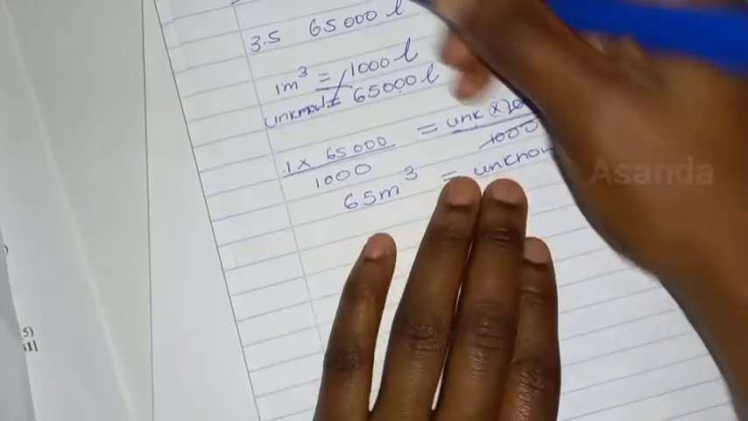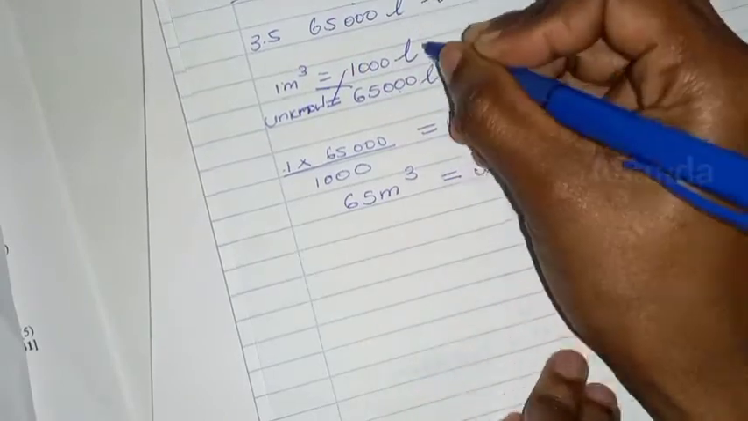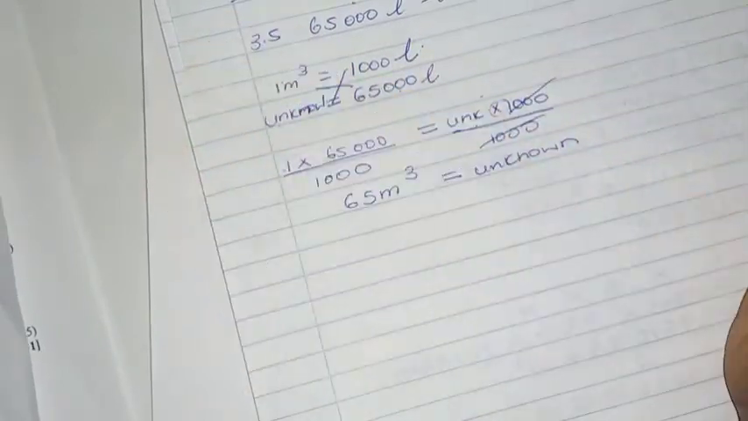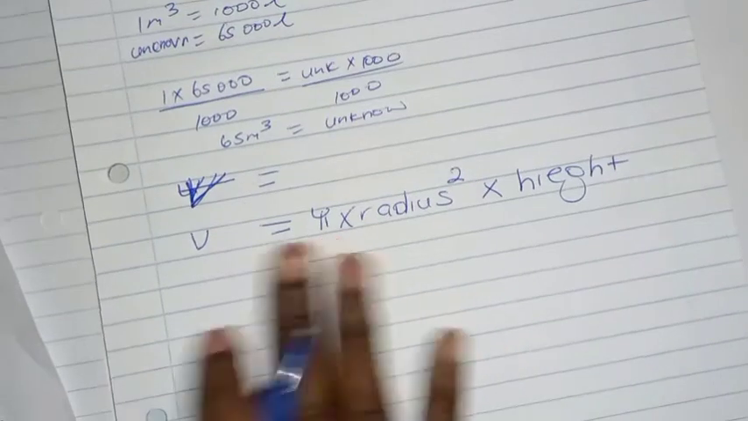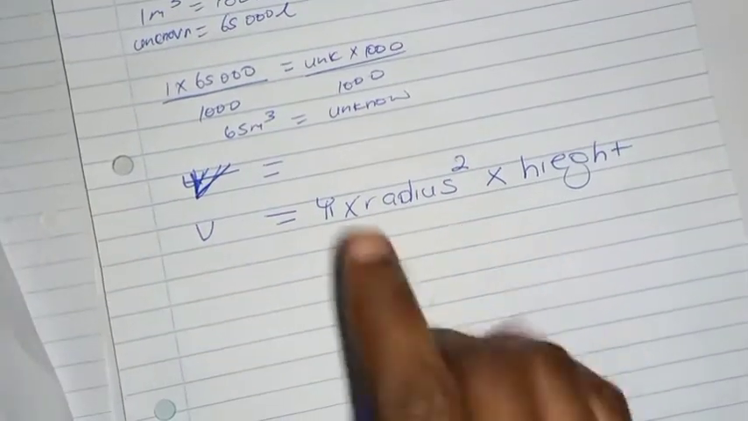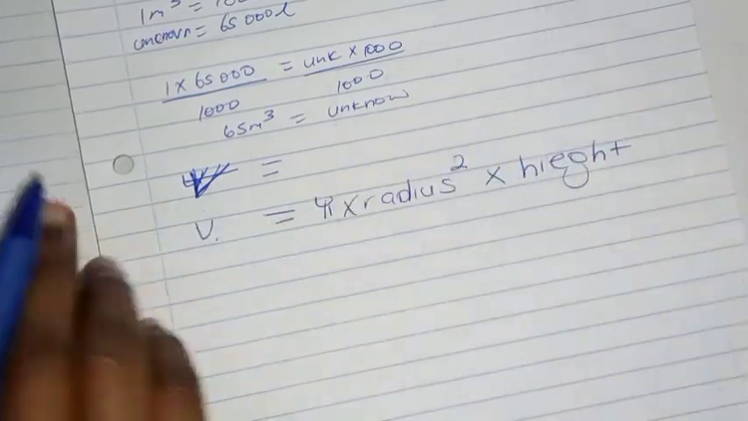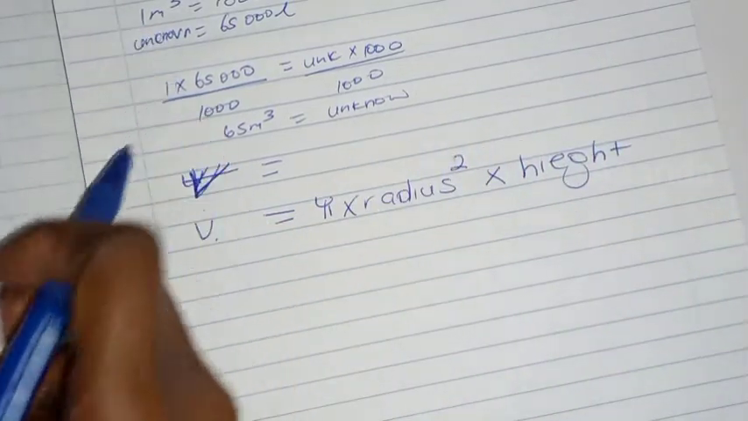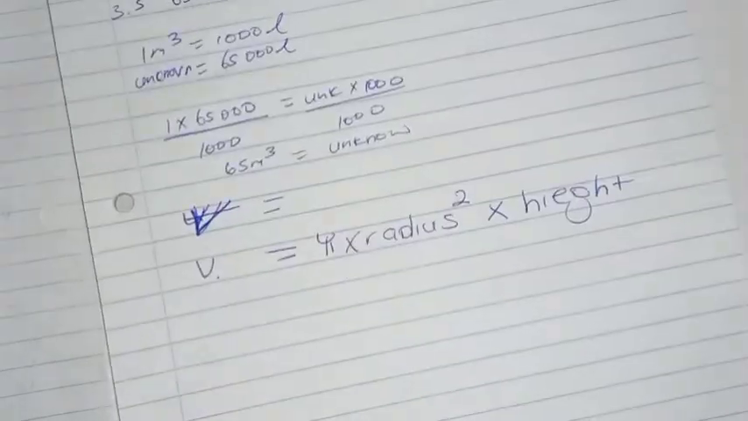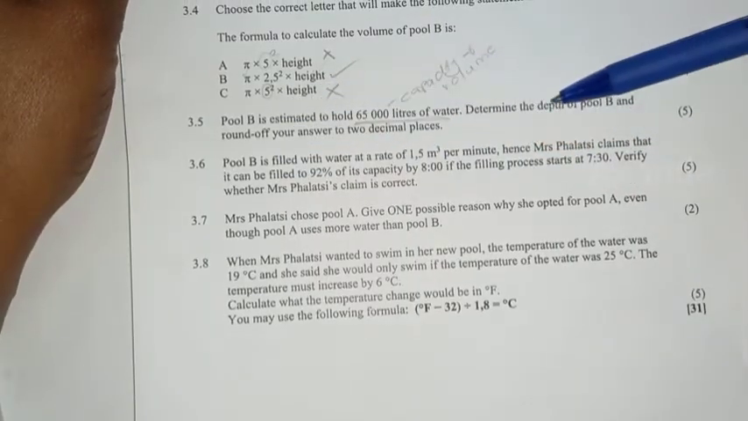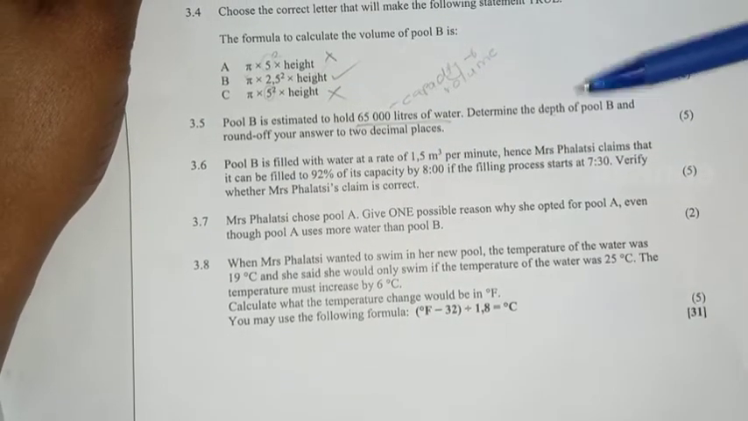Right? We just changed 65,000 to cubic meters using the conversion factor. That's all we did. And then now, what did the question ask us to calculate? Don't make a mistake just because you're using this formula now. You're going to calculate volume. What did the question ask us to calculate? The question said, calculate the depth, determine the depth of the pool.